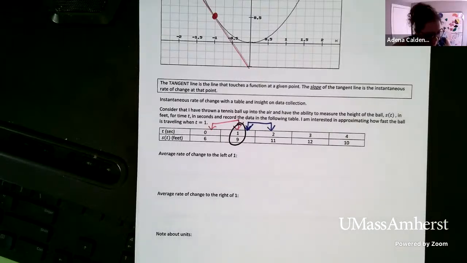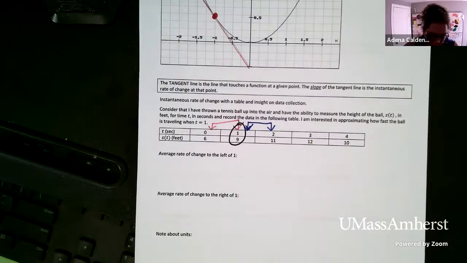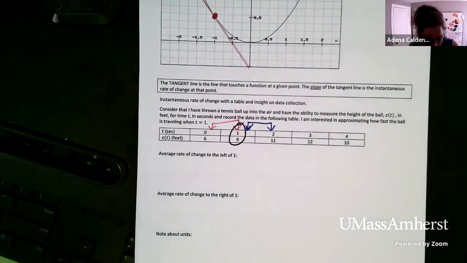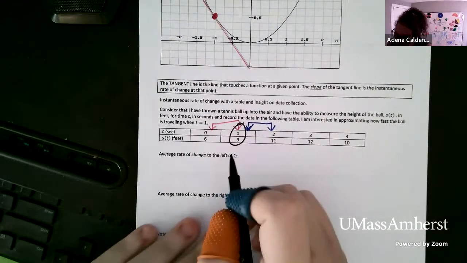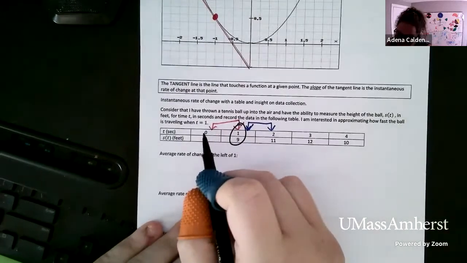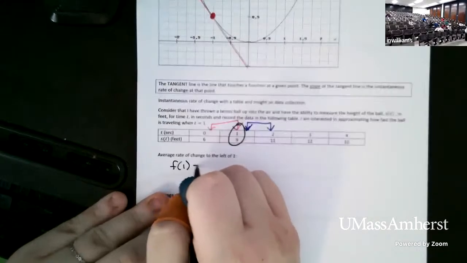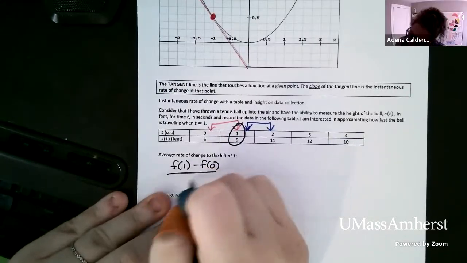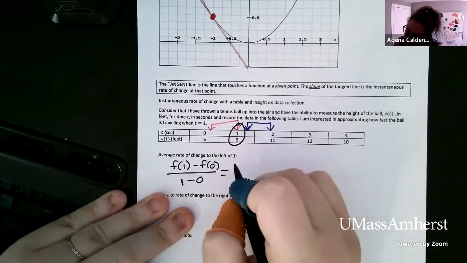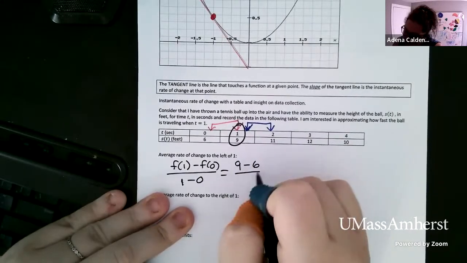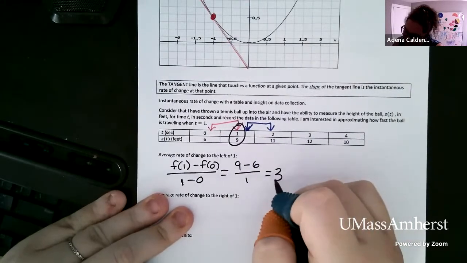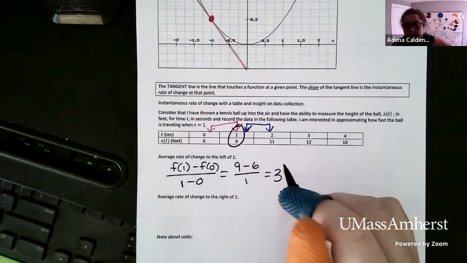All right, so let's look at the average rate of change on the left and the right here. So when we do it on the left, we are using 1 and 0 here as our independent values. So f of 1 minus f of 0 over 1 minus 0. F of 1 is 9 minus 6 divided by 1 equals 3.